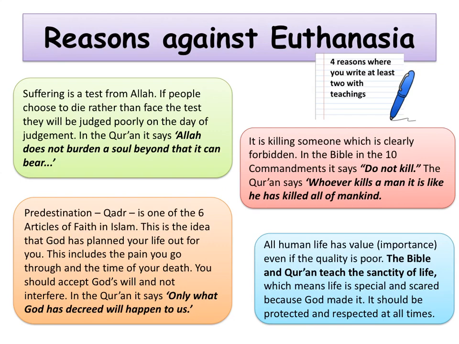Predestination, Qadr, is one of the 6 articles of faith in Islam. This is the idea that God has planned your life out for you. This includes the pain you go through and the time of your death. You should accept God's will and not interfere. In the Quran it says, only what God has decreed will happen to us. For many Muslims, this means that euthanasia is wrong, as you're going against God's plans. However, some may say that God's plans, if they're already written, must include euthanasia if that's the way that you die.